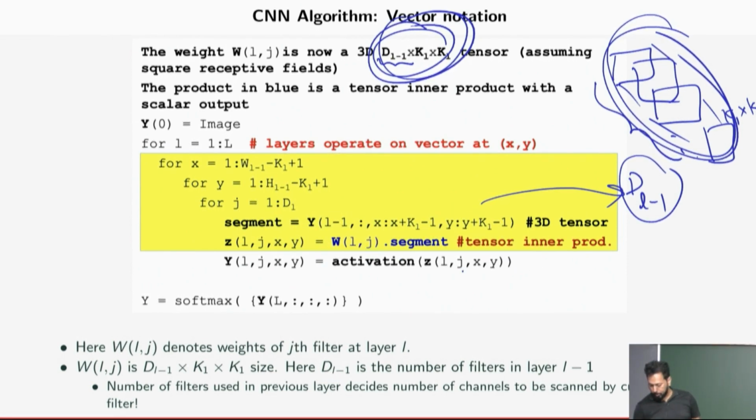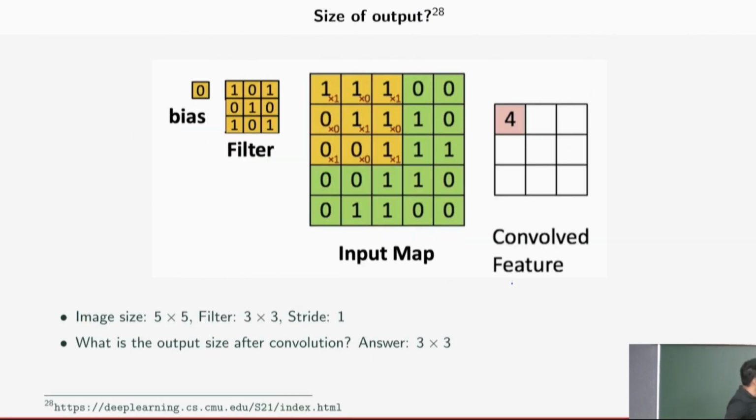Okay, so this tensor inner product that you see here, after that, regardless of the dimensions, it always produces a single value, and then you do an activation function, a scalar activation of these, and then finally you save all this, and then you can do the softmax activation and so on. Okay, what happens to the size of the output, right?